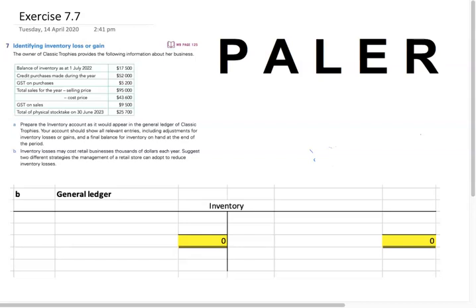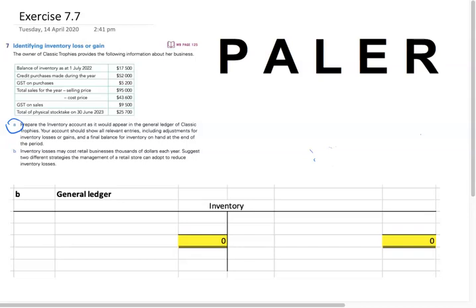What are you asked to do here? If you look at A, you're asked to prepare the inventory account as it would appear in the general ledger. So you should, using all the information above the question, record any of that which impacts the inventory ledger. To do that, we're going to need to look at all of this information and identify: is it impacting inventory? And has it impacted inventory to increase or decrease it?